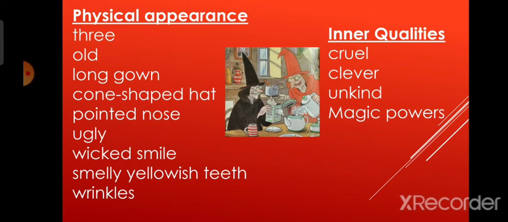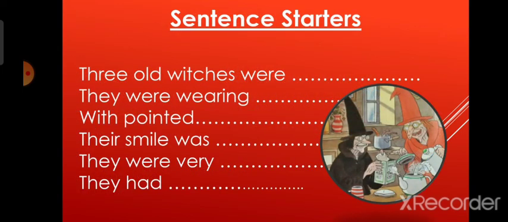By using these helping words, you will complete your paragraph. Here are some sentence starters. 3 old witches were. They were wearing, with pointed. Their smile was. They were very. They had. These sentence starters will help you to write about the witches.